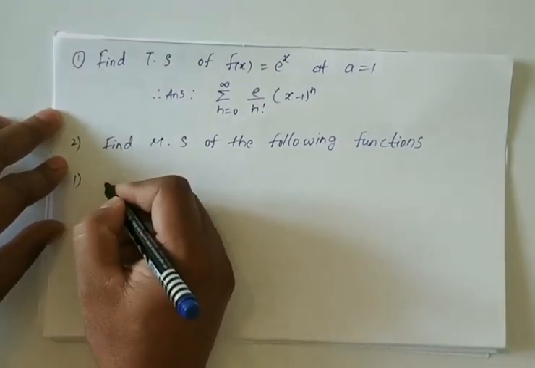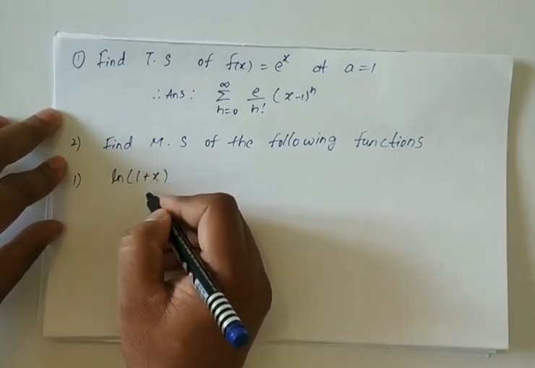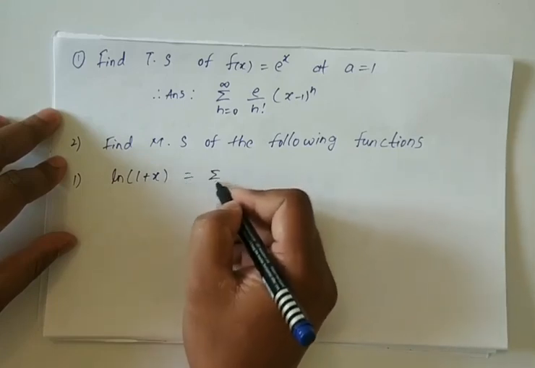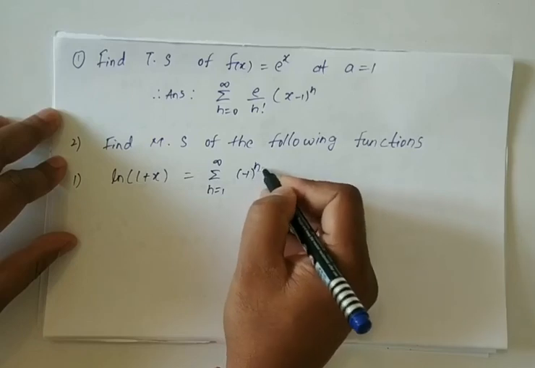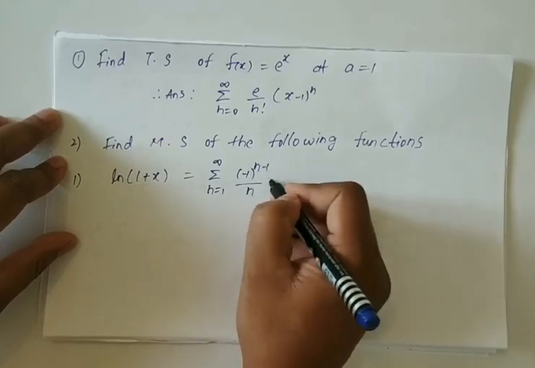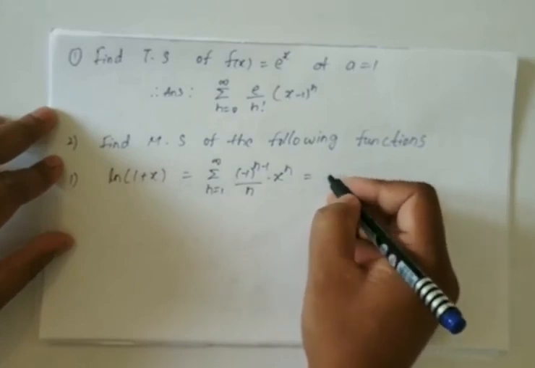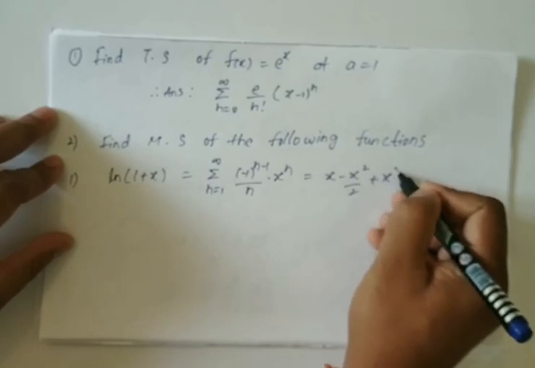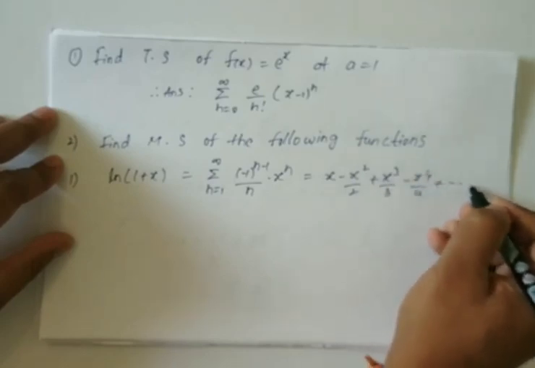First one, ln of 1 plus x. Find a Maclaurin series of the function ln of 1 plus x. So here, what is the answer? Summation n equals 1 to infinity, (-1) to the power n minus 1 by n, into x to the power n. So the polynomial function is x minus x squared by 2 plus x cubed by 3 minus x to the power 4 by 4 plus so on.